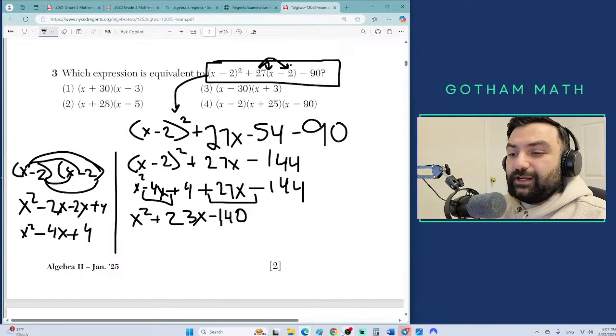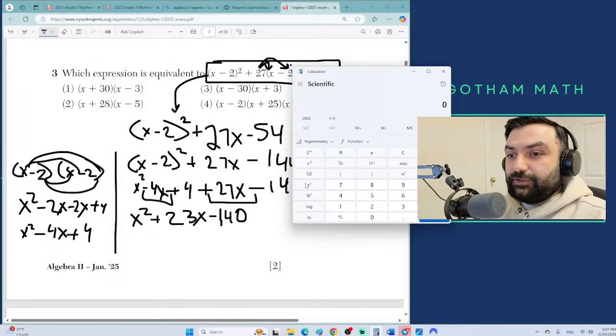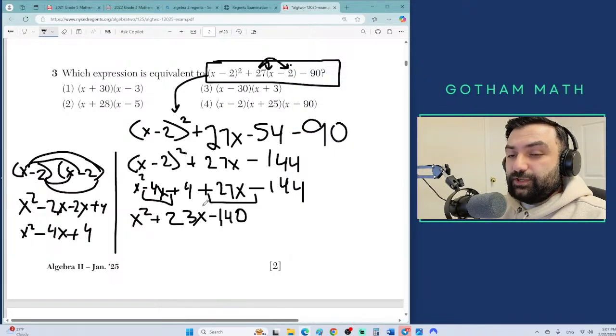You can do it on a calculator if you want. I know it, but if you want to combine and you're not sure, 4 minus 144 is negative 140. Just in case, you can always check yourself on the calculator. Now we're at the quadratic that we're most likely going to have to factor. Not most likely, we are factoring it.